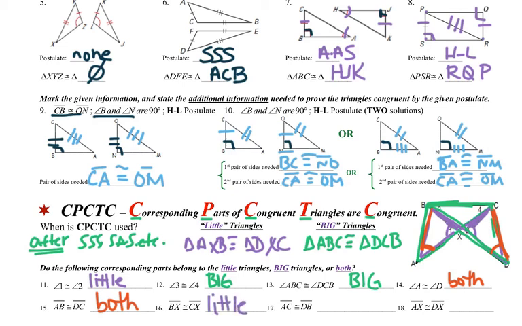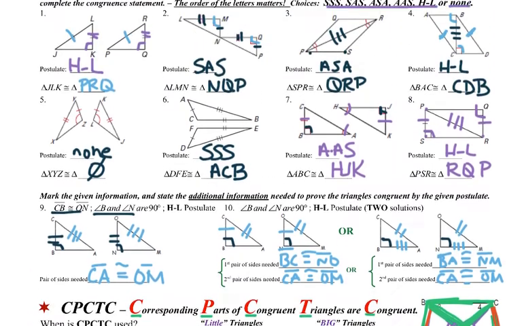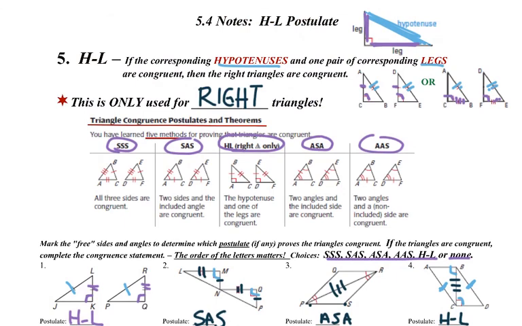And then two more, AC, DB. Which are those in? Yep, those are the big. And then the last one is AX and DX. And you're right that that's in the little. Now on the homework we'll have you separate those triangles, draw them out. It'll make it a little bit easier, but colors also make this problem easier. Big, little, both. And we learned HL.